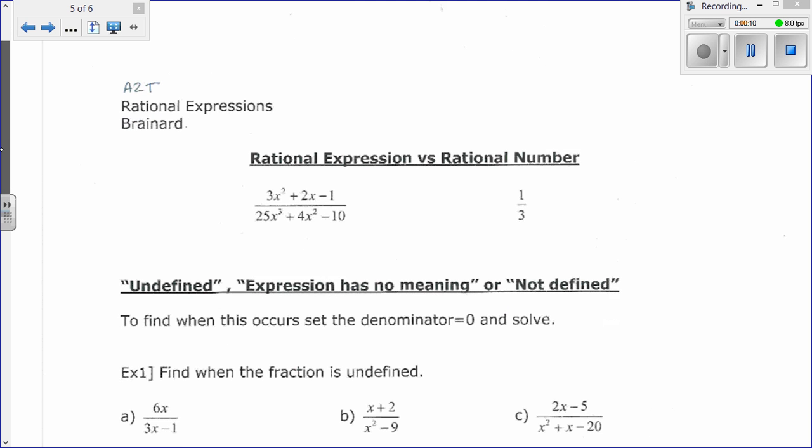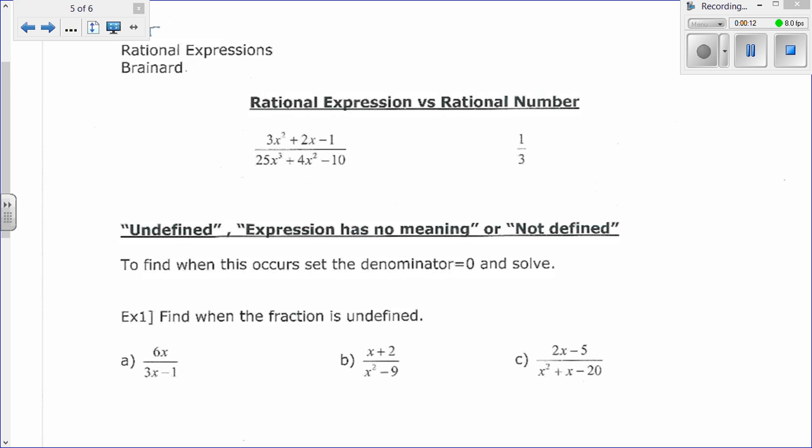Today we're going to really start working on what a rational expression is and what it means. On the left here, I have a rational expression. On the right, I have a rational number. The difference between a rational expression and a rational number is a number doesn't have any variables, and an expression does.